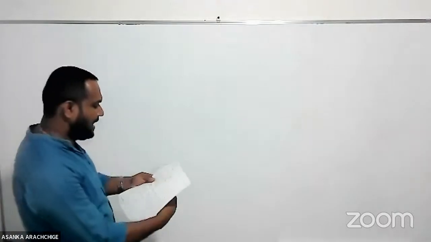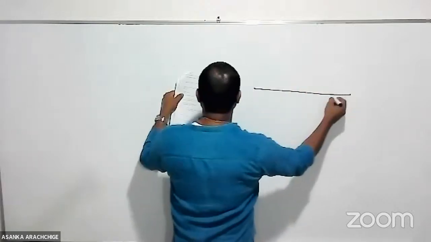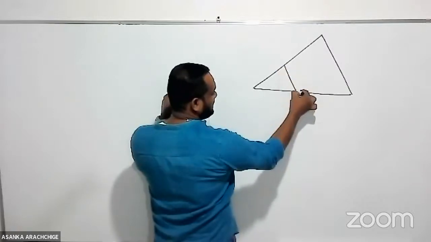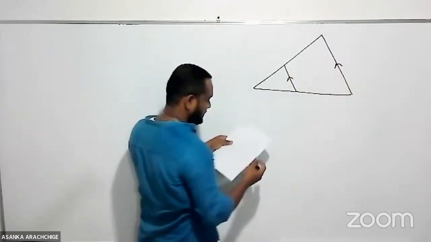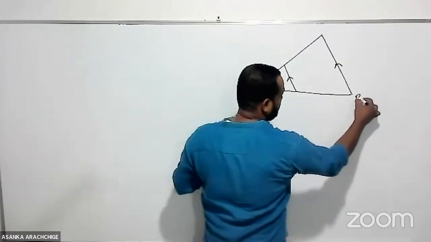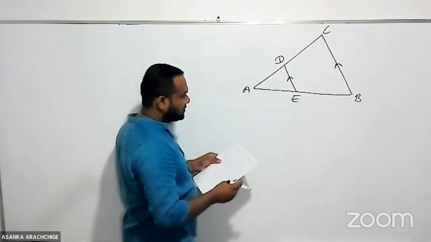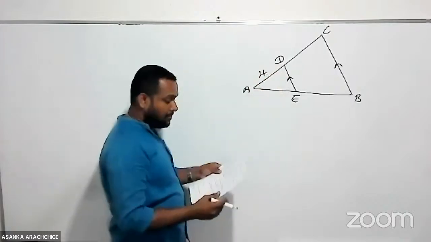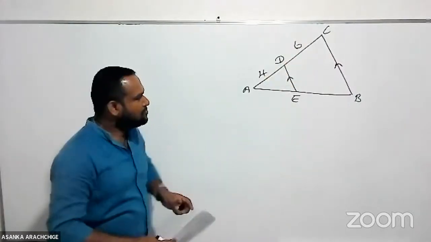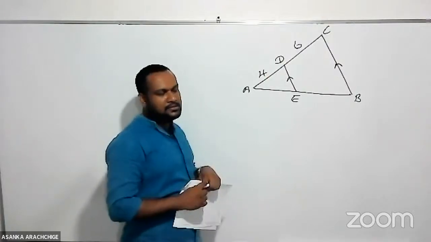According to the diagram, find DE upon CB. This is the given diagram. In this diagram, this line is parallel to this. This is A, B, C, D, E. The length of AB is given to be 4 centimeters, while this is 6 centimeters. As you think, to which lesson is this related?